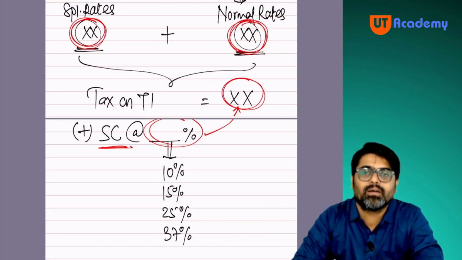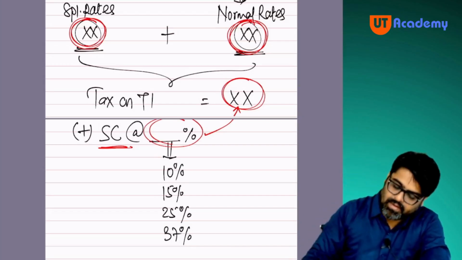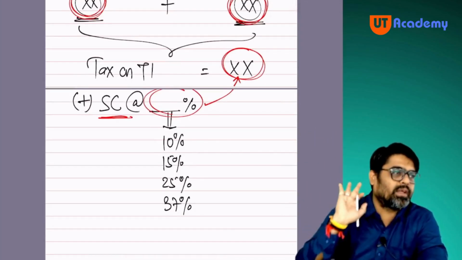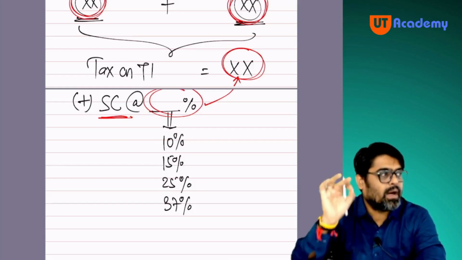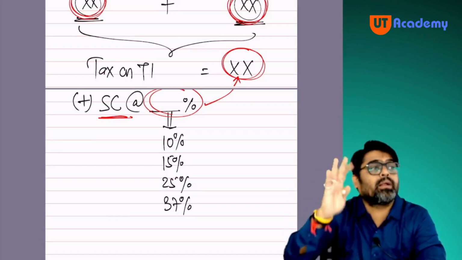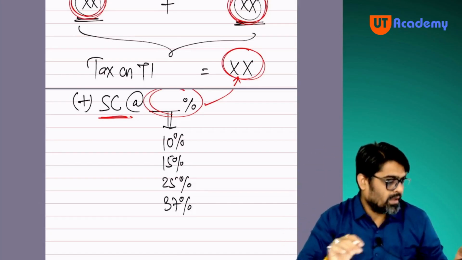When will you apply 10%? Total income more than 50 lakhs, up to 1 crore. Apply 10%. Total income more than 1 crore, up to 2 crores, apply 15%. Hello? Total income more than 2 crores, up to 5 crores, apply the corresponding rate. Understanding or not?